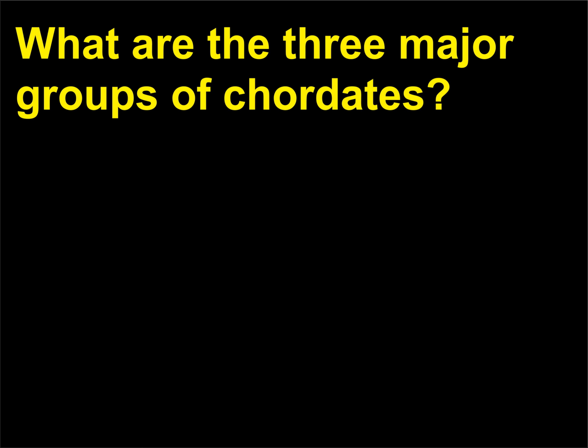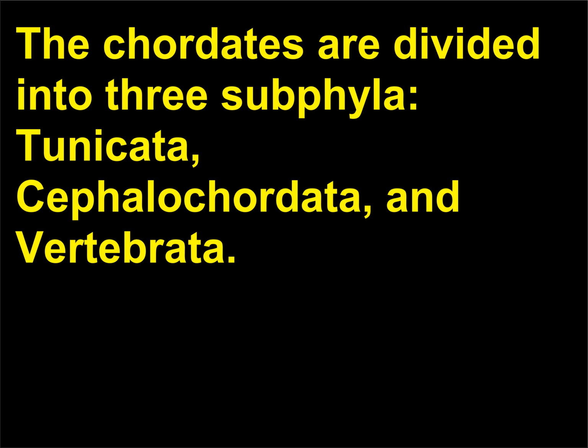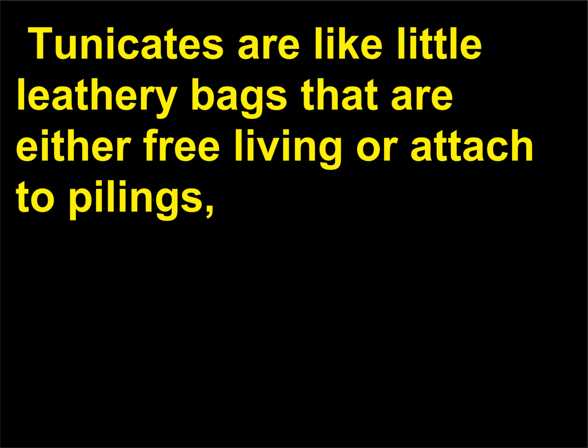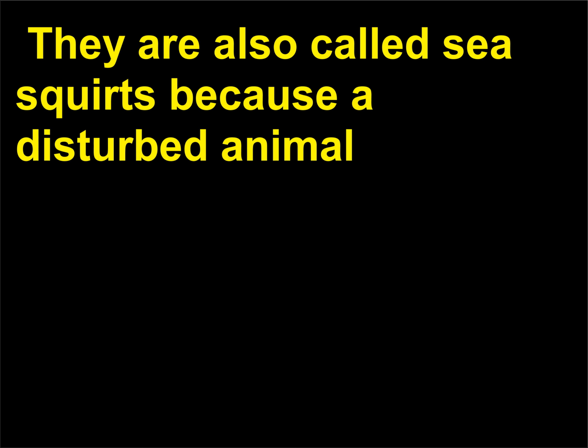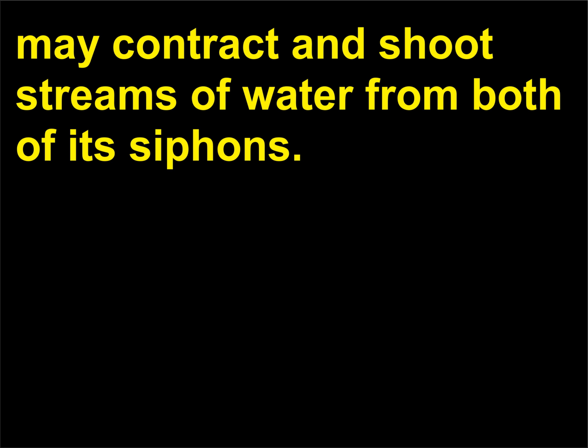What are the three major groups of chordates? The chordates are divided into three subphyla: Tunicata, Cephalochordata, and Vertebrata. Tunicates are like little leathery bags that are either free-living or attached to pilings, rocks, and seaweeds. They are also called sea squirts because a disturbed animal may contract and shoot streams of water from both of its siphons.